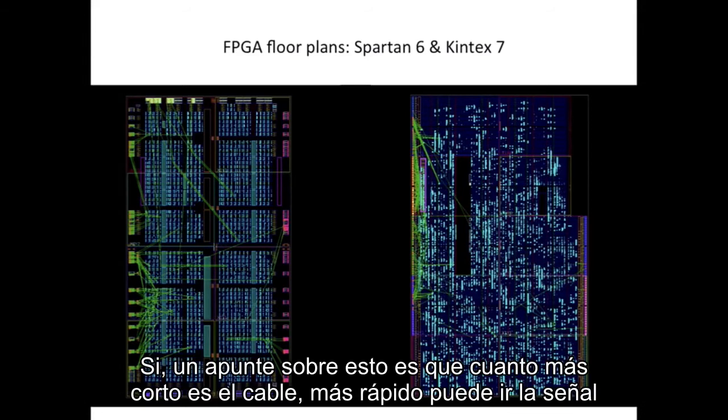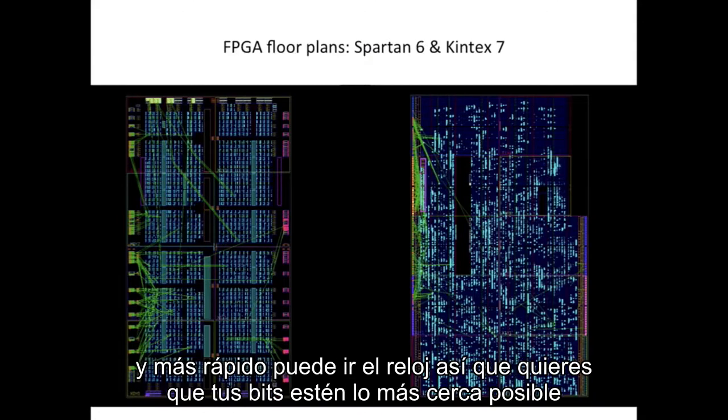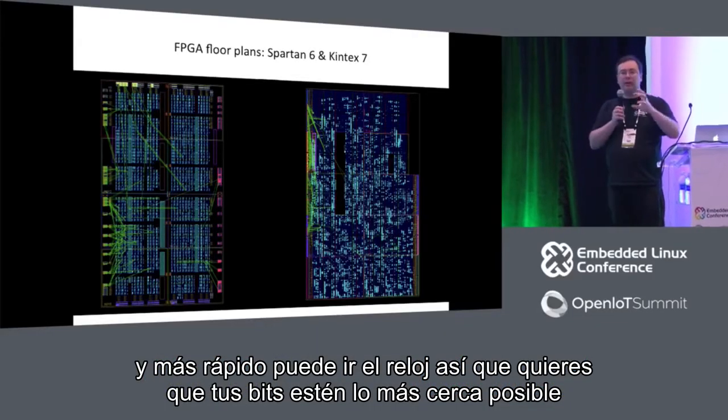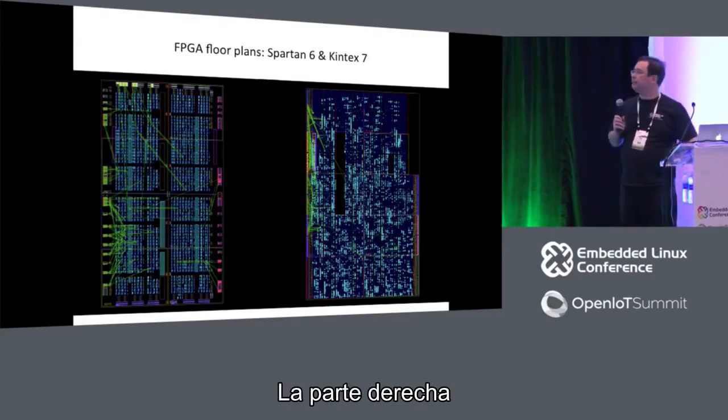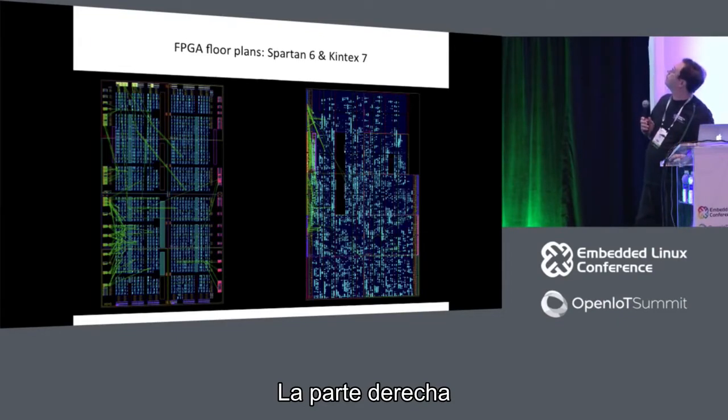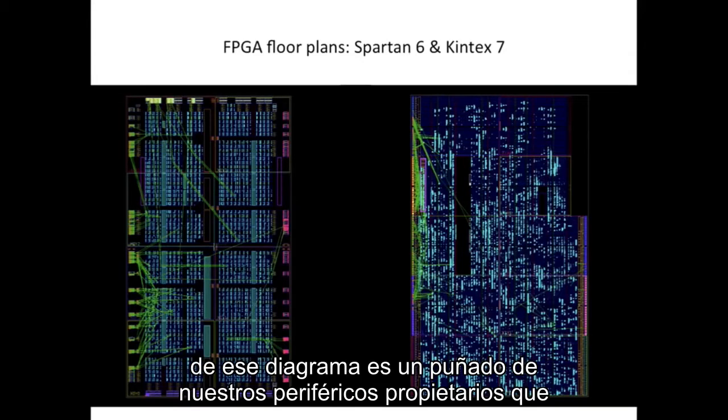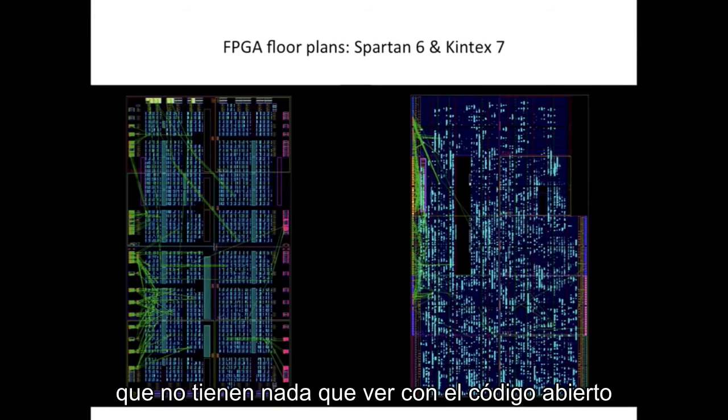So yeah, a point about that is the shorter your wire is, the faster the signal can go down it, so the faster you can clock it. So you want your bits to be as close together as possible. So on the right-hand side of that particular diagram is a bunch of our proprietary peripherals that don't mean anything in the open source.